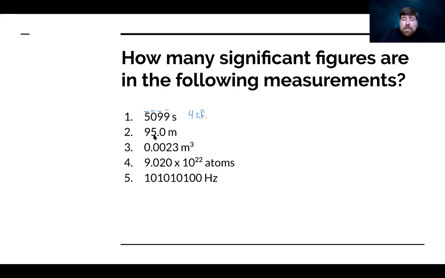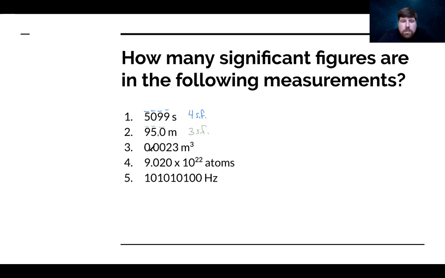The next number is 95.0 meters. 95, we know, are non-zero digits. They are significant. And we have this zero that is trailing. It is to the right of the non-zero digits. Trailing zeros are significant if there's a decimal present. And would you look at that? There's a decimal drawn right there. So it is. There are three significant figures.